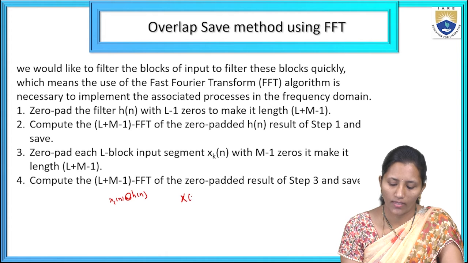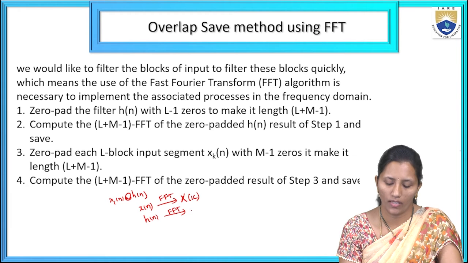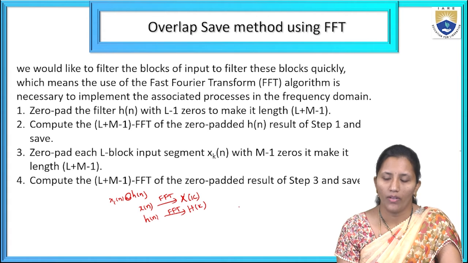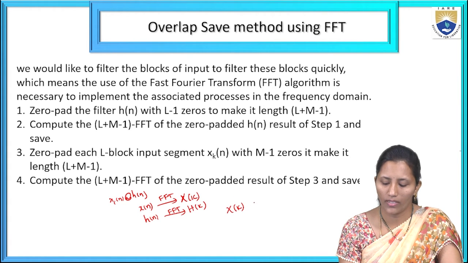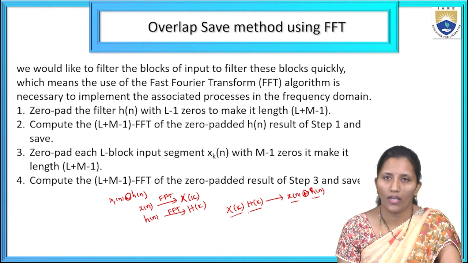So here, suppose I have x of n; after performing FFT, we get x of k. And h of n, if we perform the fast Fourier transform, will convert the time domain impulse signal into the frequency domain impulse signal. If we multiply these two, the multiplication of the frequency domain signals is equal to the convolution of the particular signals. So for that we are using FFT to increase the speed of this convolution.